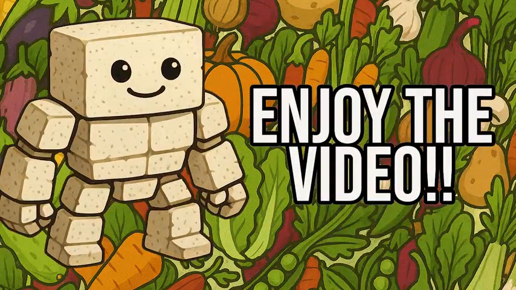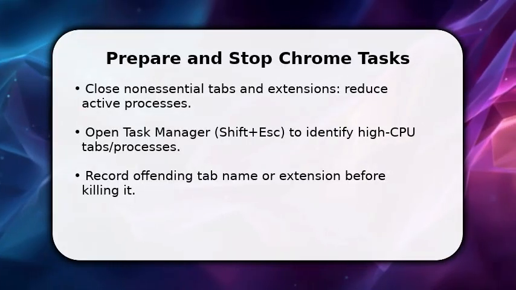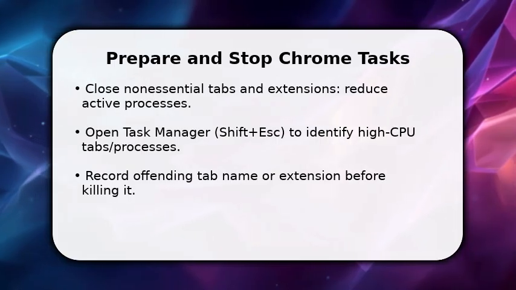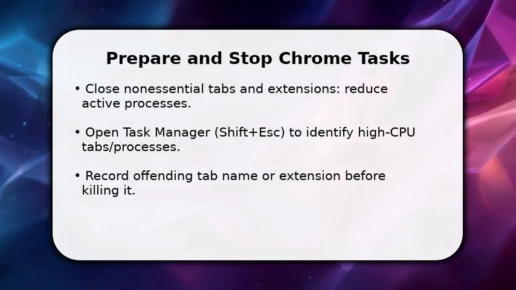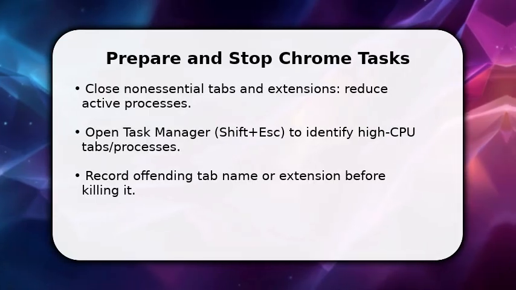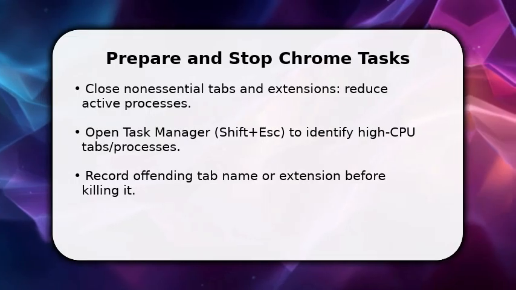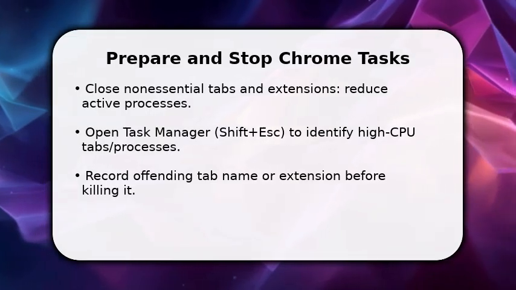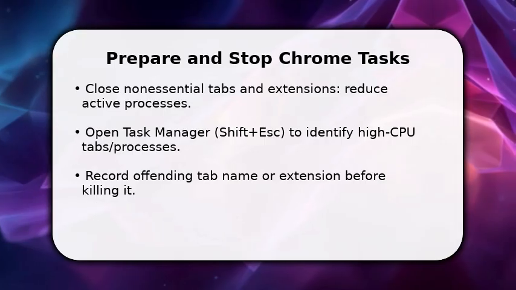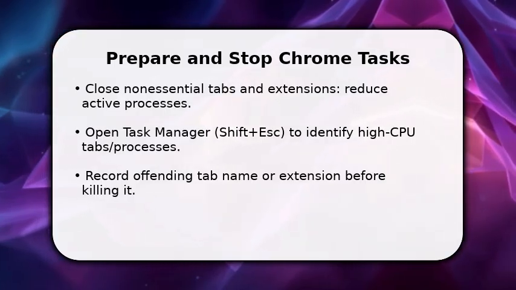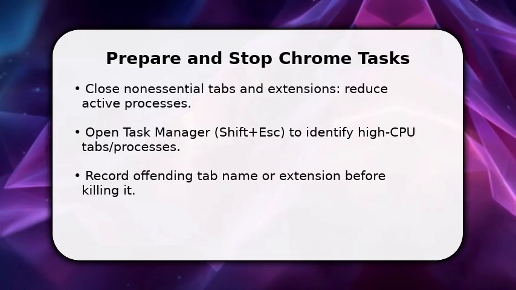Please enjoy the video. You start by stopping the worst offenders. Close all tabs you do not need and disable obvious heavy extensions. Open Chrome Task Manager with Shift+S and look for processes using high CPU. Once you identify a tab or extension, note its name so you can reopen or replace it later, then select it and click End Process.